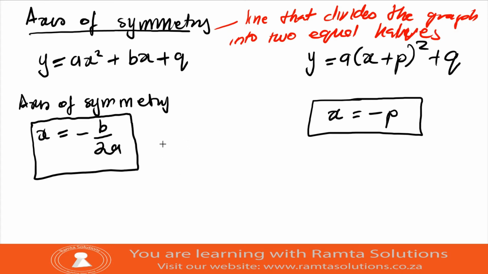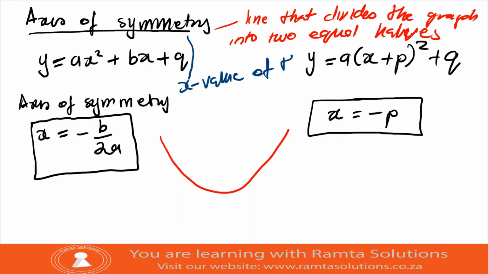So consider a parabola like this. It is also the x value of the turning point. So this is the point we're talking about. Axis of symmetry will be this line here, right? This line, this half will be equal to this half.